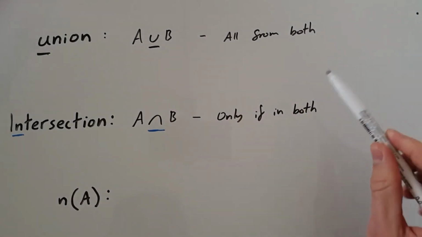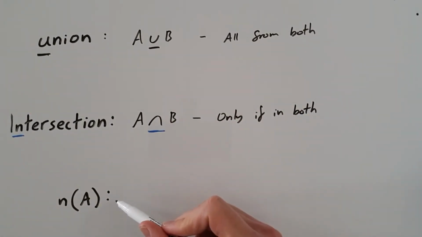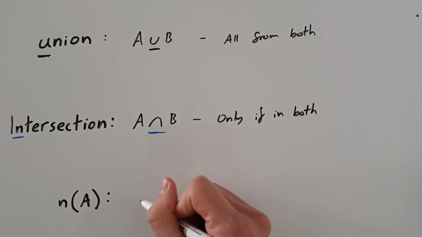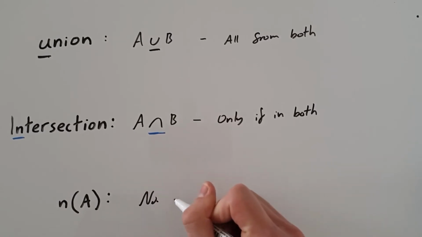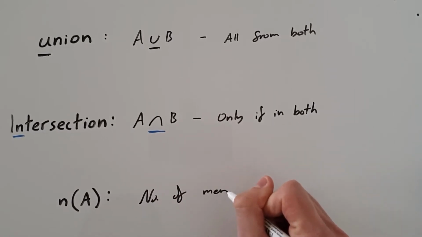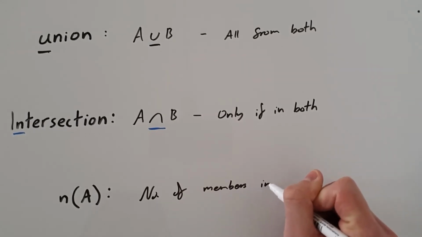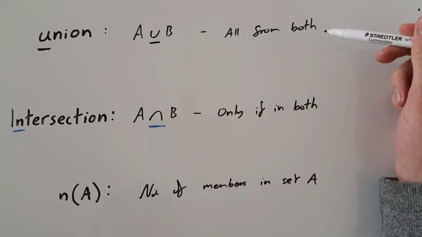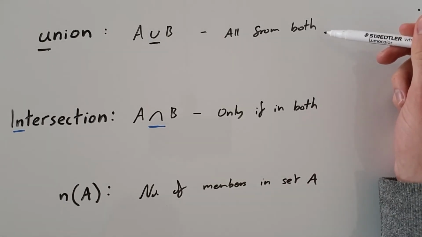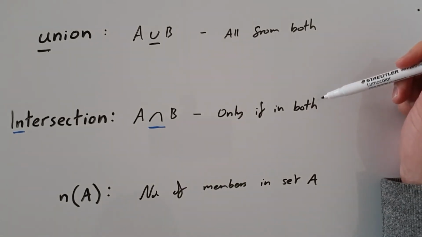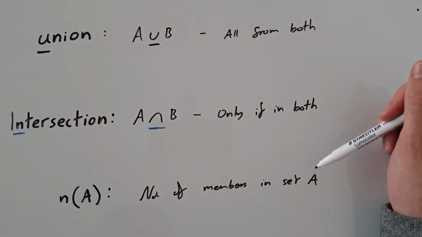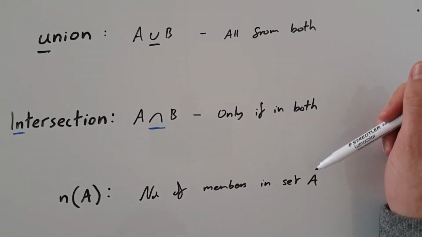The last one we're going to cover in this bit is the number of. This is simply looking at the number of members in set A, the number of members in the set. So the top one we've got the union, which is all of the members from both sets, the intersection, which is only the members that are in both sets, and the bottom one, the number of, which is just the number of members in the set. Now let's go over an example of where we can use these and show you exactly how they work in practice.